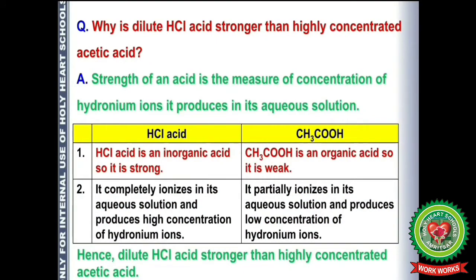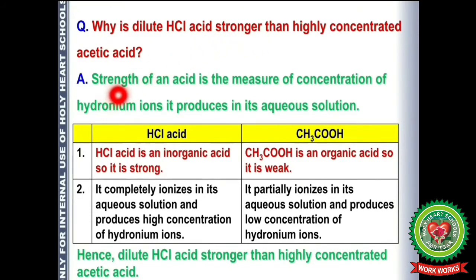Now, let's take a question. Why is dilute HCl acid stronger than highly concentrated acetic acid? Dilute means more water is present here, and here it is concentrated. That means it should produce more hydronium ions. But why is acetic acid weaker as compared to HCl acid?